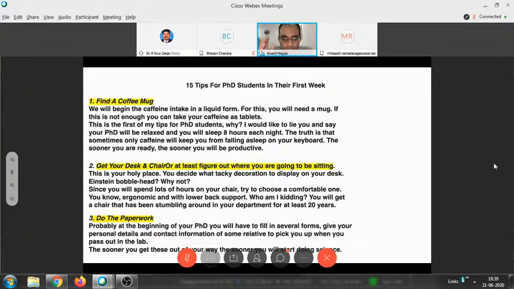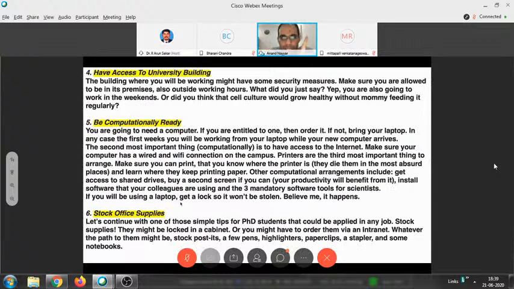So the third aspect is do paperwork. The first thing is that you find the personal details and the contact information of all the people that are in your department. All the people. So make sure that all the paperwork is there in front of you. I'm going to share the slide, so please make sure that this slide is available to all of you. Have access to all the university buildings, because sometimes you have to go to premises here and there to find the books, papers, consultancy, all these things. Have access to your university building.